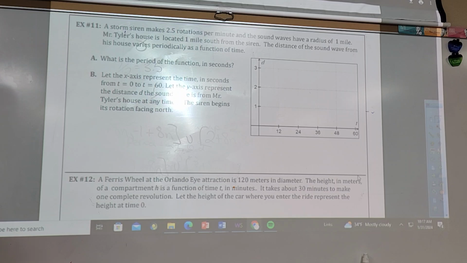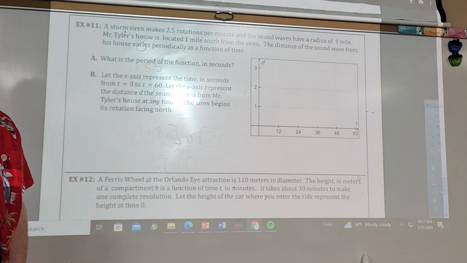Look at this beast. A storm siren makes 2 rotations per minute, and the sound waves have a radius of 1 mile. Their house is located 1 mile south of the siren. The distance of the sound wave to his house is periodic.